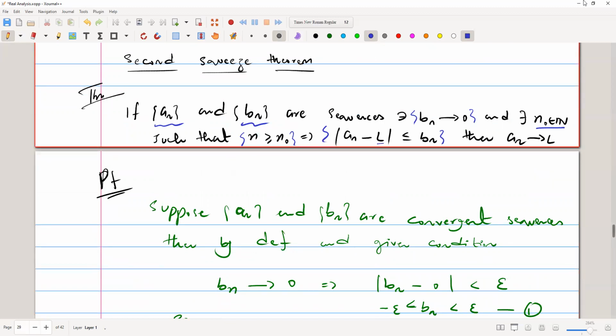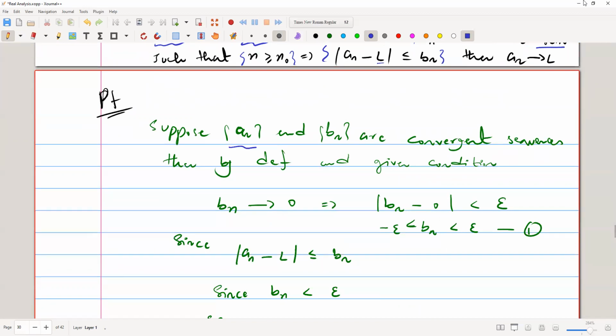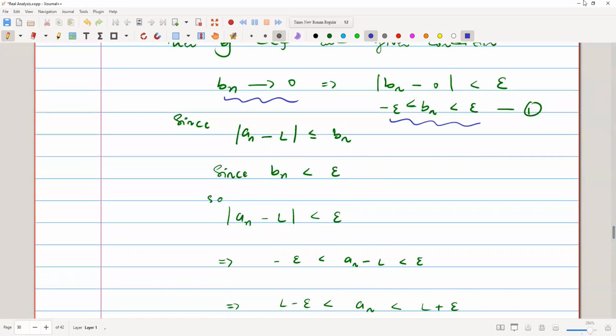All right, so let's see how this works. Suppose that an and bn are convergent sequences. Then by definition and the given conditions, we have bn converging to 0, which implies that |bn minus 0| is less than epsilon. If we remove the mod, we get negative epsilon less than bn, and bn is less than epsilon. And now from the given condition, |an minus L| is less than or equal to bn, which implies that an minus L lies between negative bn and bn.